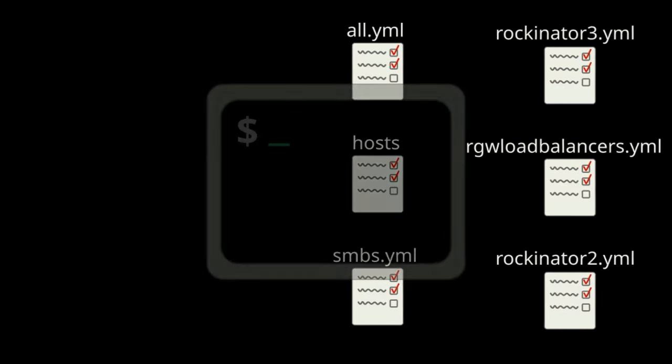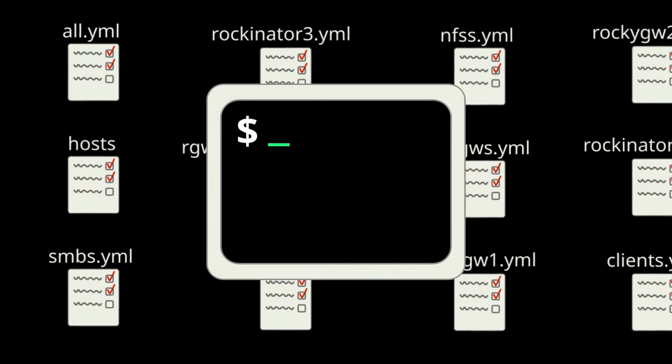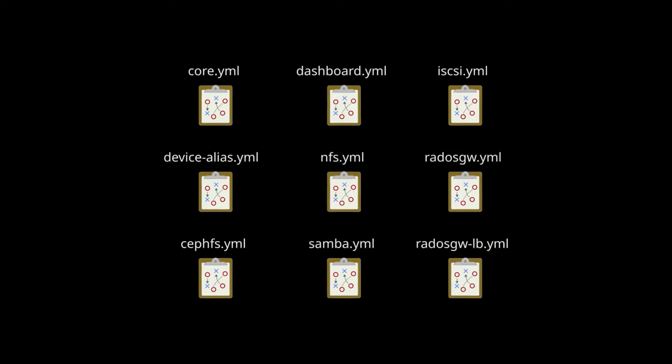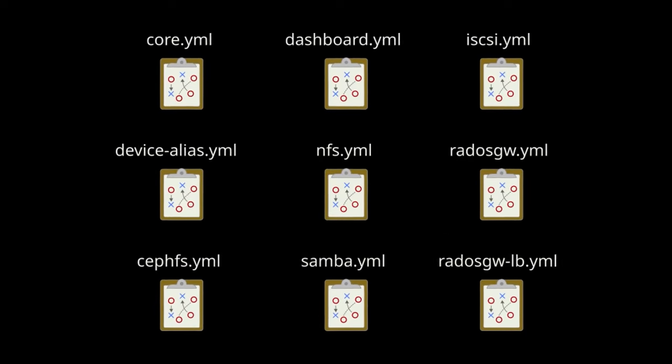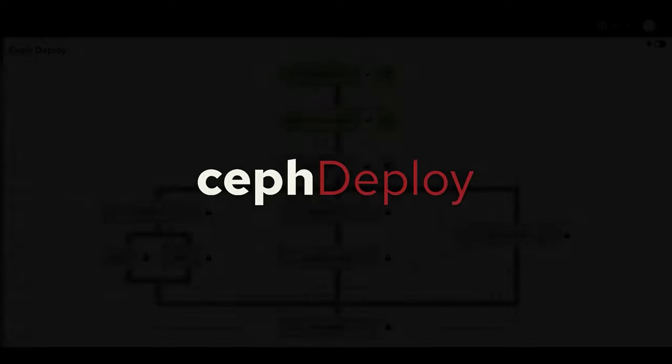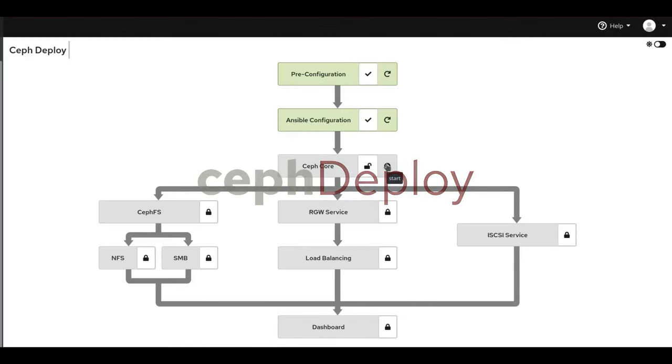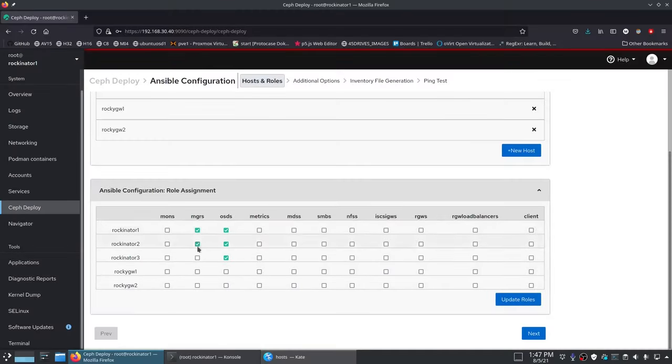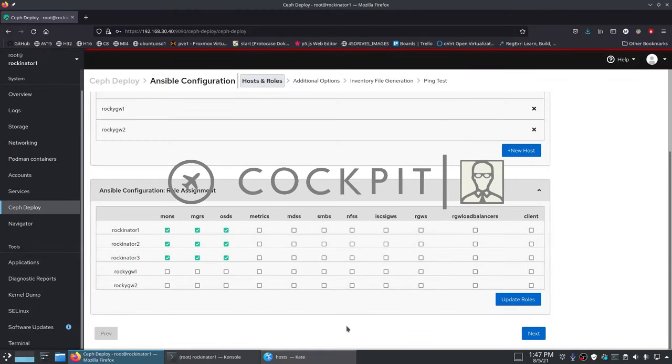While Ansible has made it much easier to install and configure software automatically, it requires a lot of intricate setup, which involves manually editing multiple inventory files from the command line. When deploying Ceph, the playbooks also need to be run in a specific order if we want a working cluster in the end. Ceph Deploy is designed to remove much of that tedium, only showing us the options that we need to configure and ensuring that we don't run the wrong playbook at the wrong time. And since Ceph Deploy is a cockpit module, we can do all of our configuration from within the browser.